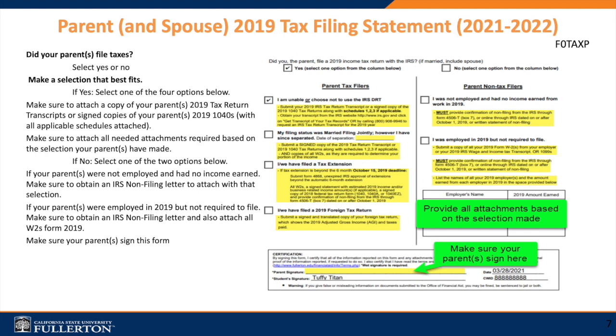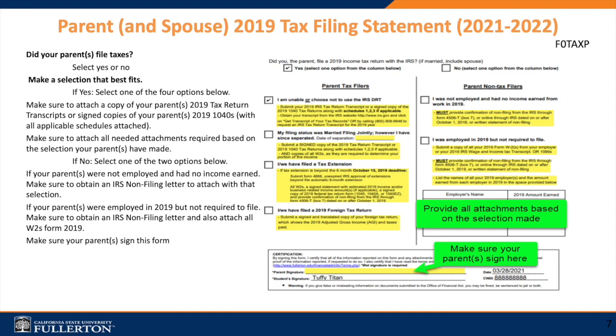The main question to focus on is first, if your parents did file their 2019 tax information. If yes, then you'd focus on the left-hand side of the column. If no, it'd be on the right-hand side of the column. If yes, then your parent would go ahead and choose one of the 4 options on the left-hand side. The most common selection is the top one where it says I am unable or choose not to use a data retrieval tool. But for any selection made, just make sure to read the instructions thoroughly below it and attach the proper documentation to support that selection.